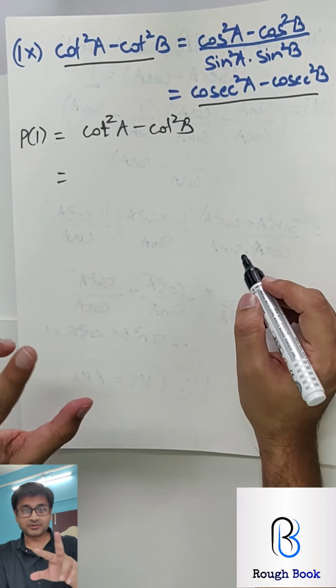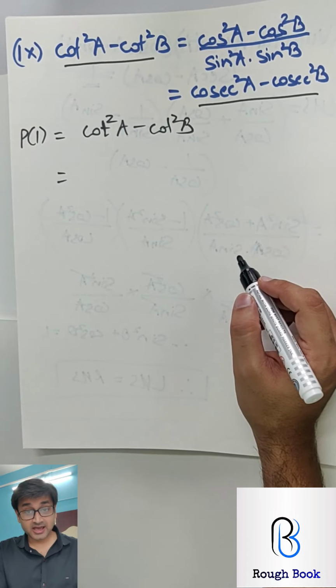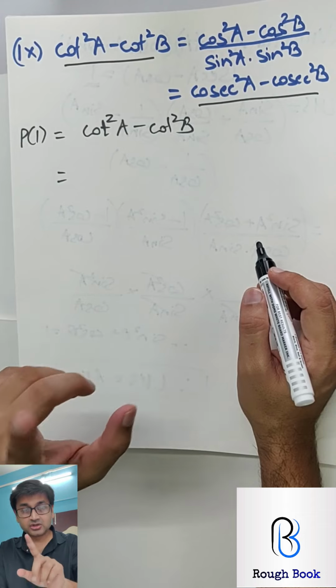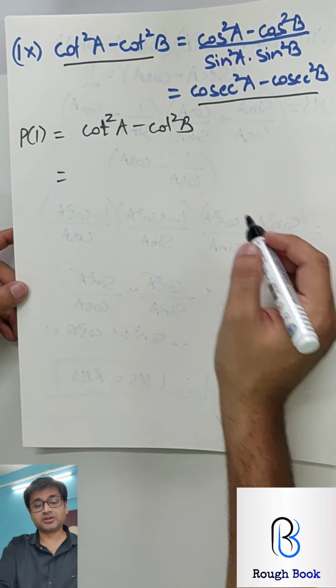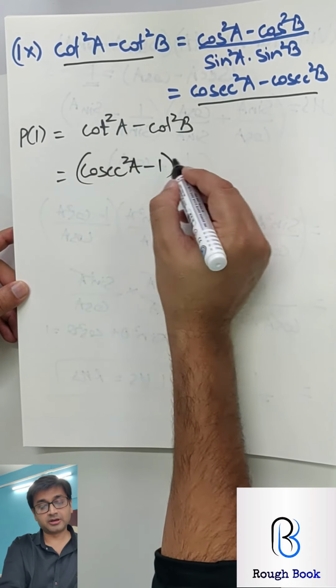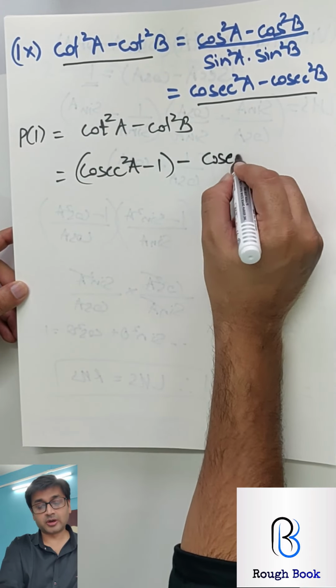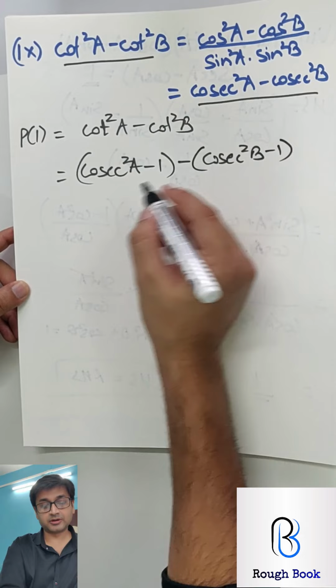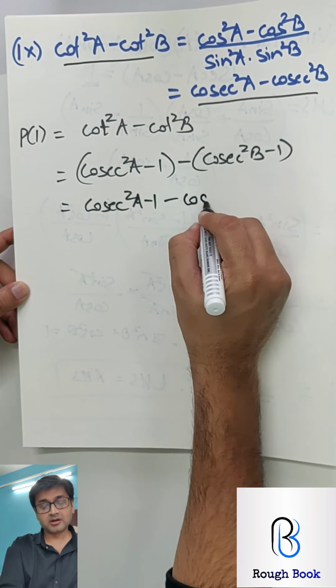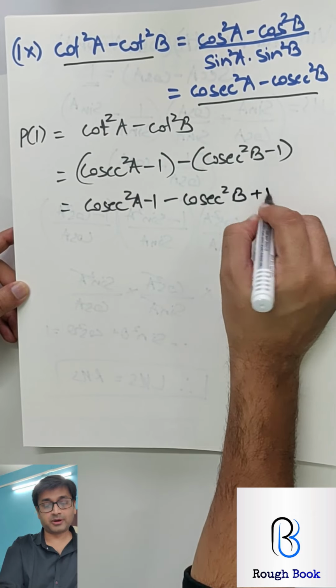Cot and cosec, some connection, isn't it? Yes. Cosec square is 1 plus cot square, so cot square is cosec square minus 1. So write cot square A as cosec square A minus 1, and this also cosec square B minus 1. So open the bracket, I will get cosec square A minus 1 minus cosec square B plus 1.